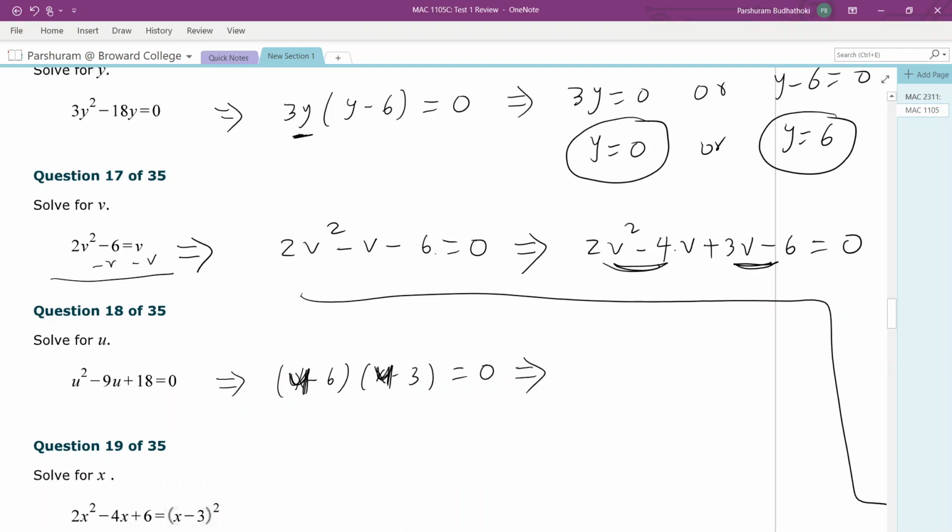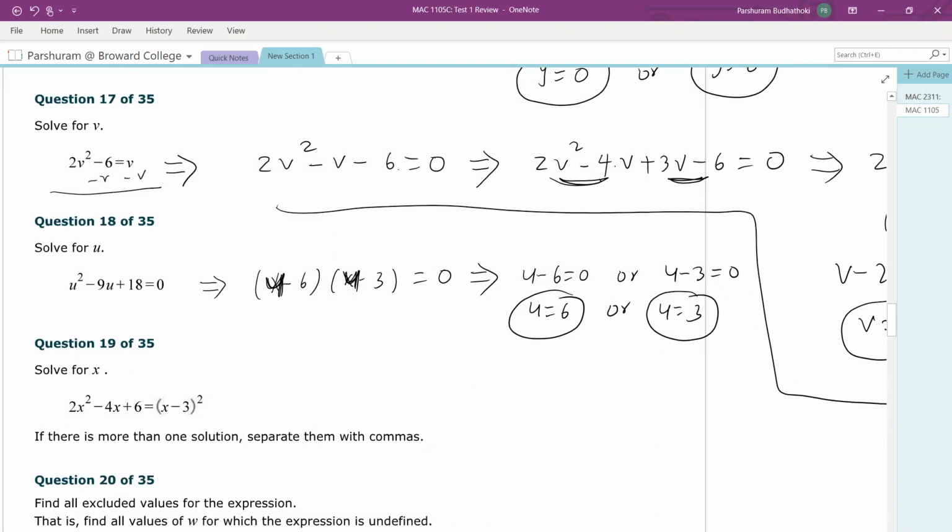Now I can use the zero product property, which tells me either the first factor is 0 or the second factor is 0. Now if I solve for u, it gives me two options, either u equals 6 or u equals 3. So these are the two solutions for problem 18.